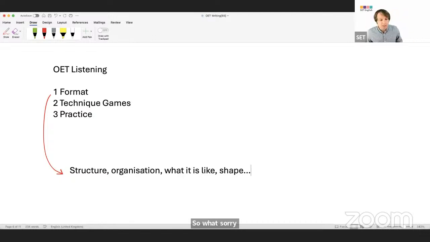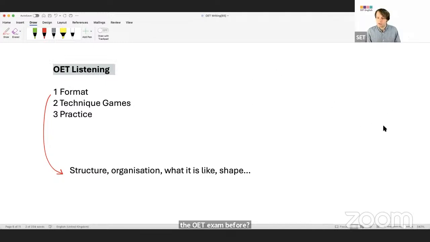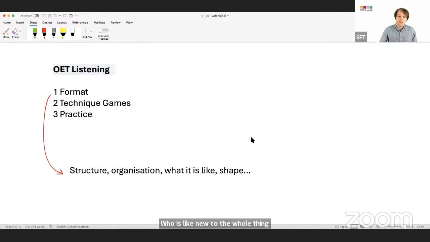Now, is there anyone in this class who has never done the OET exam before? Who is new to the whole thing? So Ahmad, Ezgi, Anna, Asif as well. So for these people, we just need to review the basics. What I'm going to do today, though, is get the experienced people to do the teaching for me.